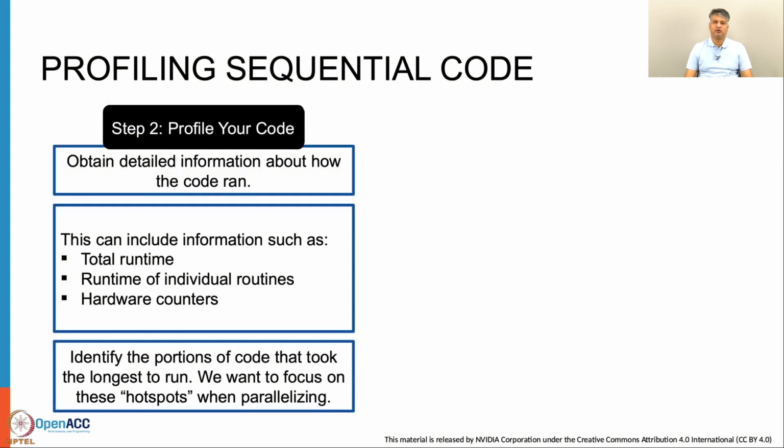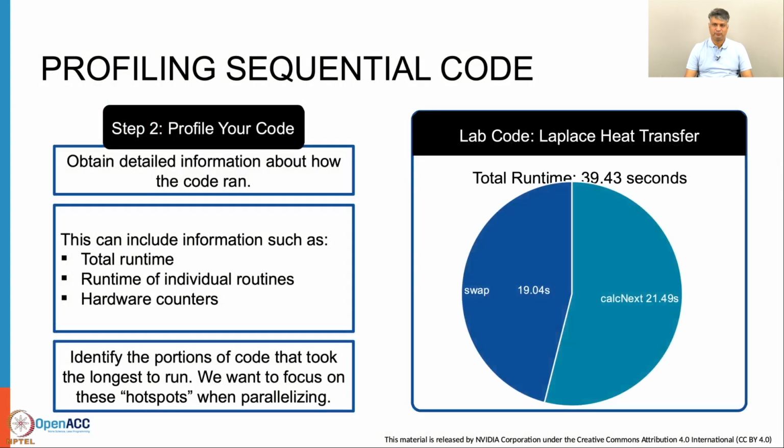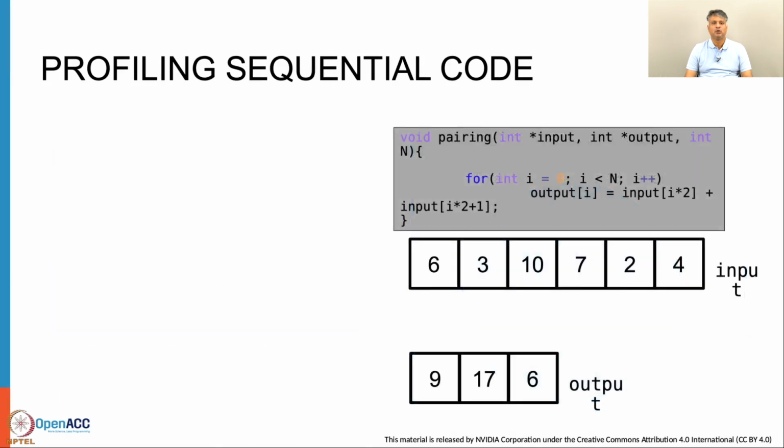After you profile your code, what do you do? Once it is done and once this is optimized, you figure out that this Laplace code now takes, say, 19 seconds on the swap function and 21.49 seconds in the calcNext function. The total runtime is 39.43 seconds.